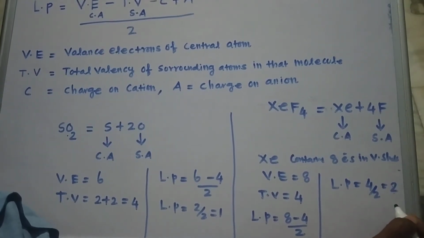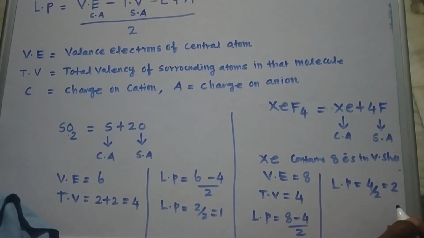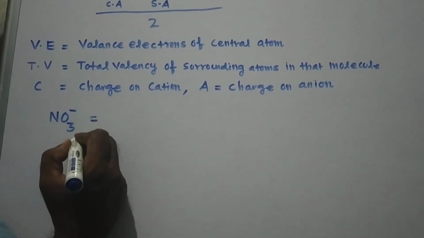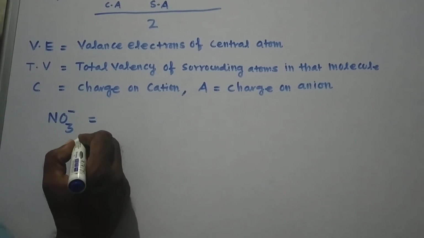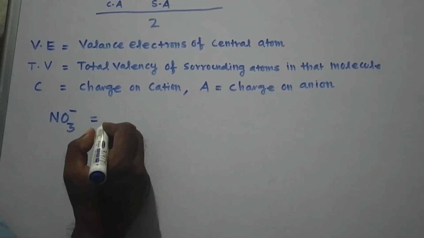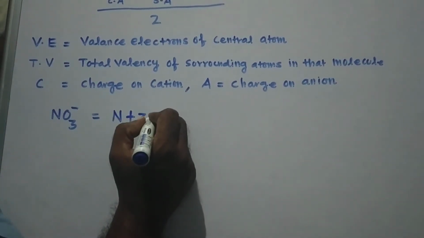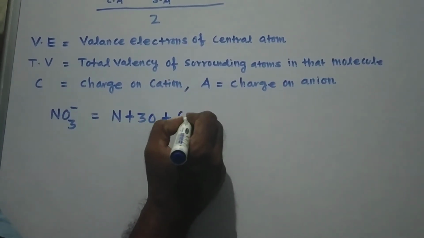Okay students, now we are going to see some ions. Now let us consider NO3 minus. This ion, specifically an anion, can be split up into N plus 3 oxygen and also 1 minus.